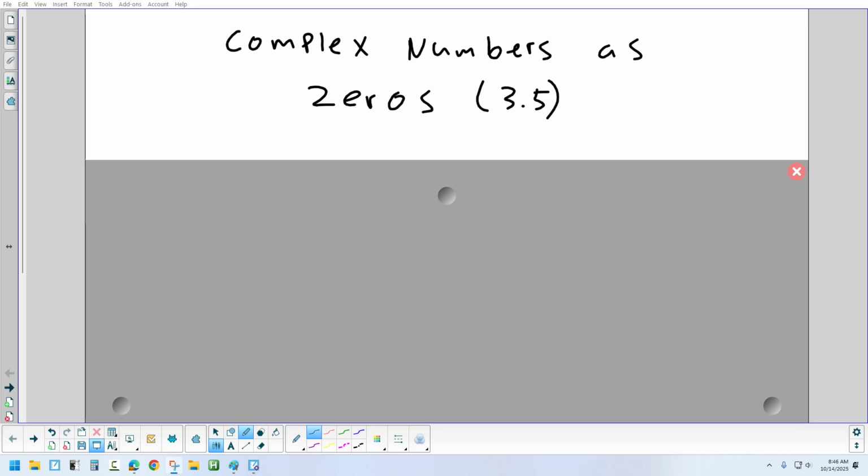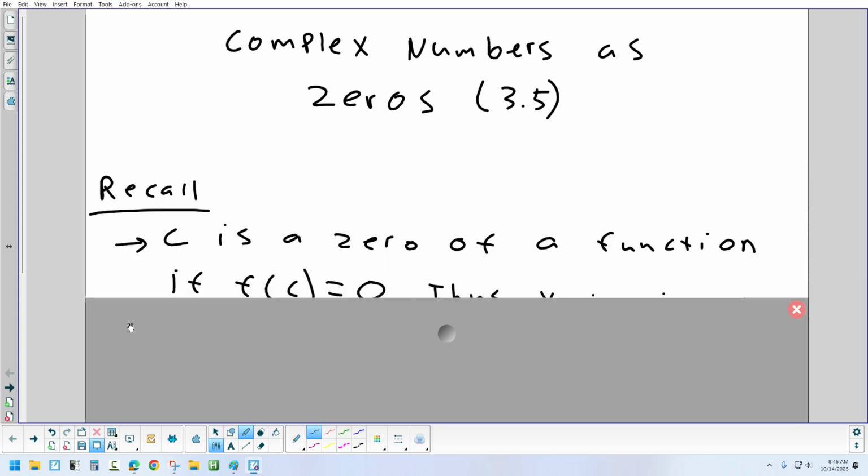All right, so we're going to start by looking at section 3.5, which is going to go over a lot of things we've already done before, finding roots. But this time, we might end up with square roots and have a negative under the root. So we're going to have to deal with imaginary or complex numbers.